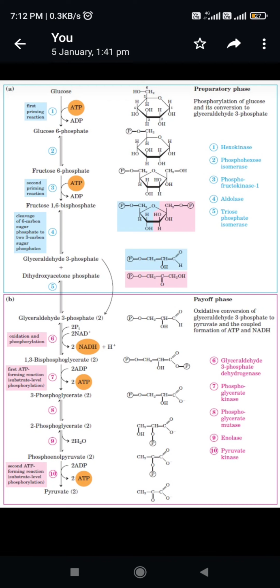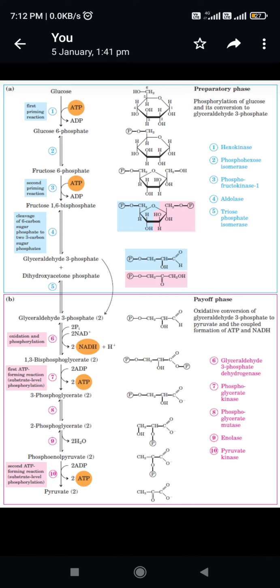Here the first ATP molecule is utilized. ATP is the high energy molecule adenosine triphosphate, which is converted to adenosine diphosphate. The 3 phosphate molecules of ATP are there, and 1 phosphate molecule is added to glucose.